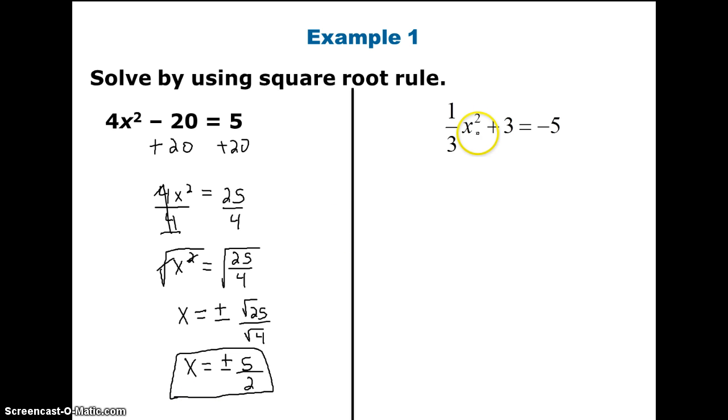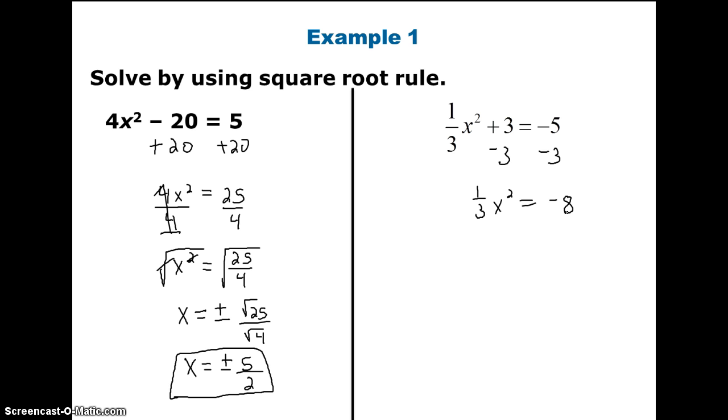For the next one, once again, we have the a. We have 3, no variable, and negative 5 doesn't have a variable. So there's no bx term, so we can use the square root rule. First, you subtract 3 to get rid of that number. Our goal is to get the x squared by itself. So this cancels. We have 1/3 x squared equals, and we have negative 8 over here.